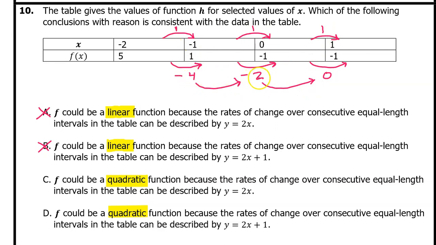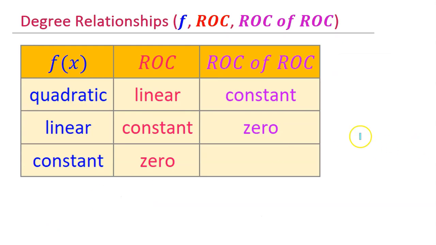From -4 to -2, we see that the rate of change is increasing by 2. And then from -2 to 0, that's another increase by 2. So yes, we do see that the rate of change is increasing by a constant amount, which does confirm that f could be quadratic. This chart reminds us that if a function is quadratic, then the rate of change is linear. In other words, the rate of change can somehow be modeled by a linear function.